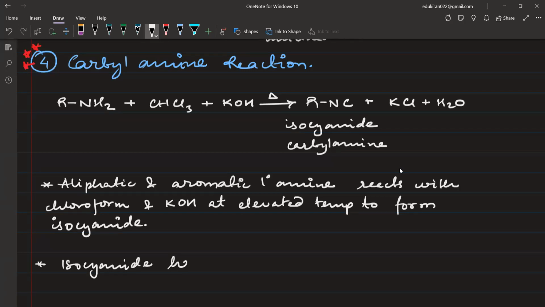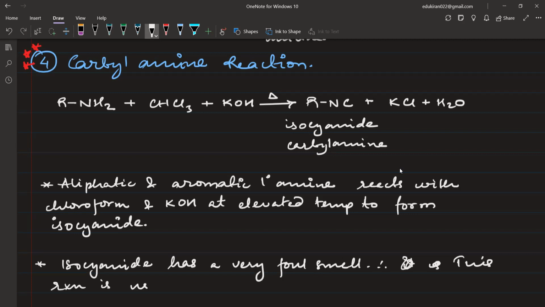Isocyanide has a very foul smell. Therefore, actually, this reaction is used for detection of 1 degree amine. Okay. So if you have 2 degree amine and if you have 1 degree amine, then you can use carbylamine reaction, carbylamine test.